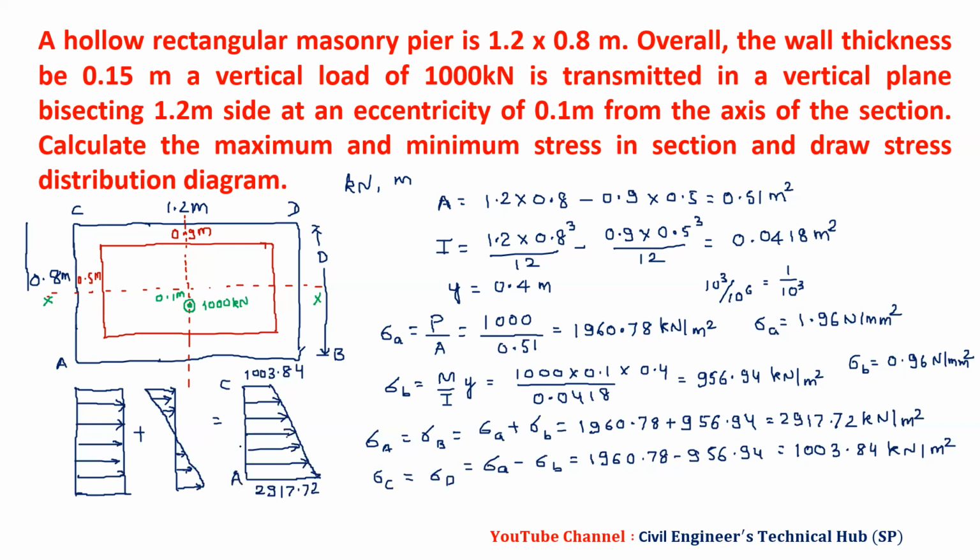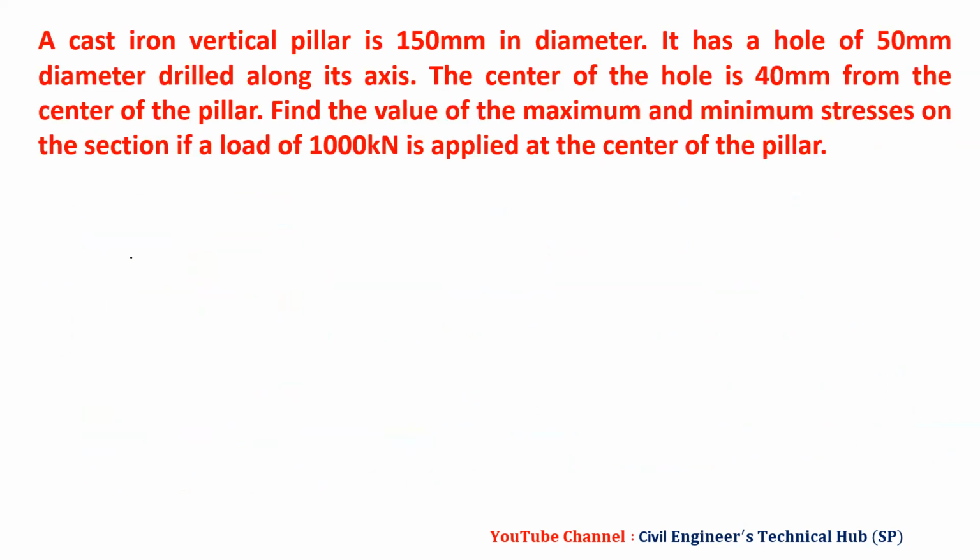So now we will switch over to the last problem of this. So we have a cast iron vertical pillar. Now this is the most important problem. So we have 150 mm diameter. Now I will draw a little bit larger. Consider it as a circle. So this will be 150.